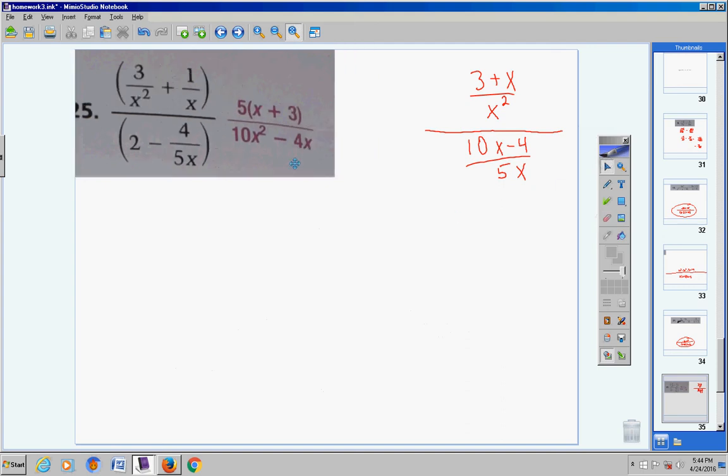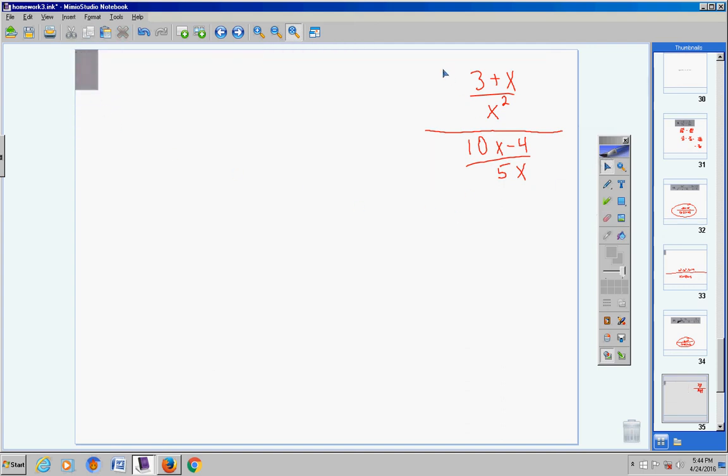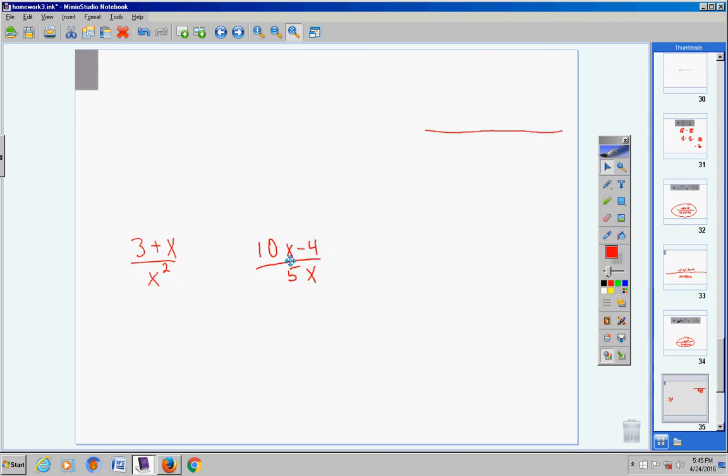Alright, so let's see what happens here. Let's take my top fraction, put it here. Take my bottom fraction and we're going to put it here. Then we're going to flip it and we're going to multiply. So this will go down here in the denominator. This will go up here in the numerator. So we flipped our fraction, and when you flip it, we multiply.